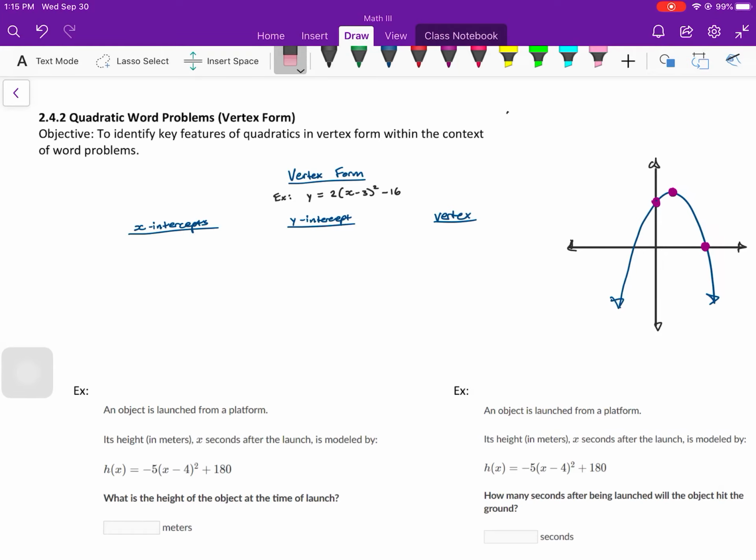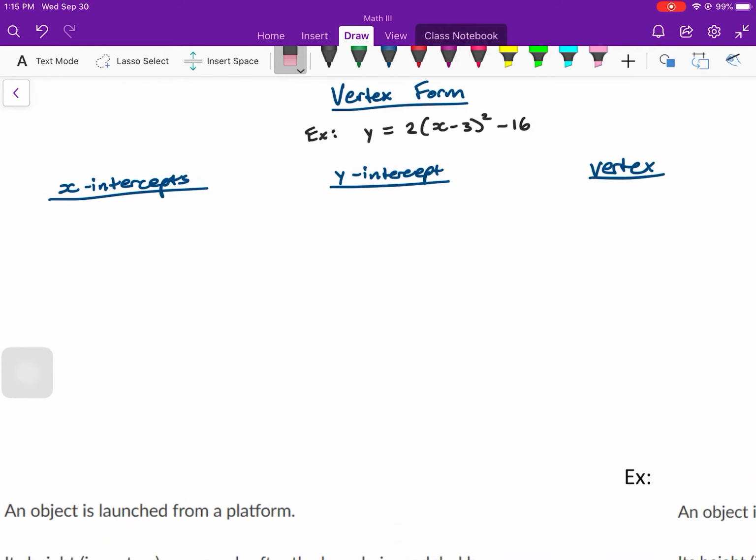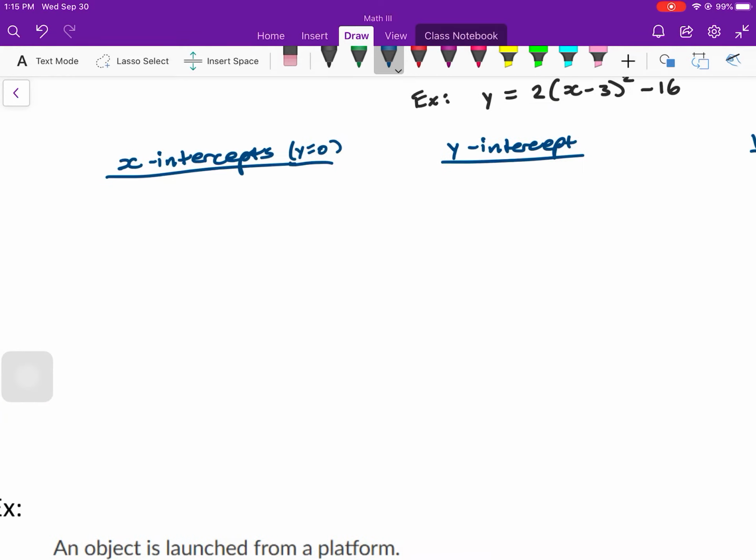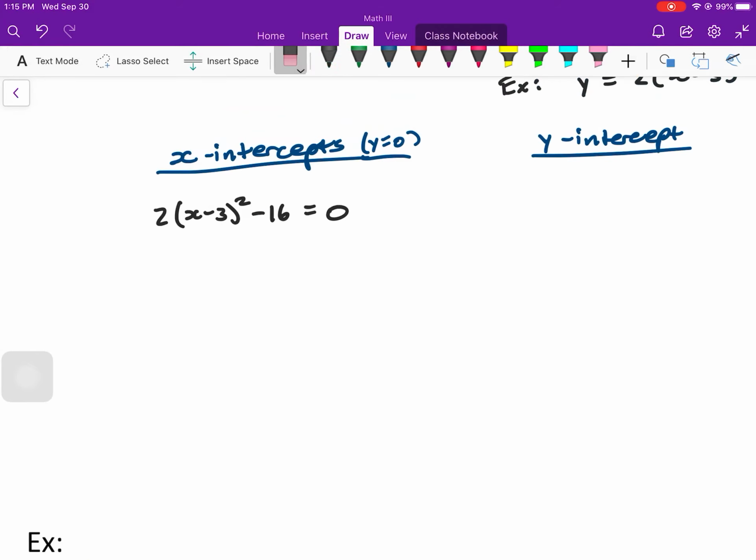So I gave an example of a function in vertex form. y equals 2 times x minus 3 squared minus 16. Let's start with the x-intercepts. Remember, with x-intercepts, that means that the y is 0. So I'm going to take that function, 2 times x minus 3 squared minus 16, and set it equal to 0. I know you could just graph it in Desmos and get your answers, but we spent the entire last section just on how to solve these. So this gives 2 times x minus 3 squared equals 16.